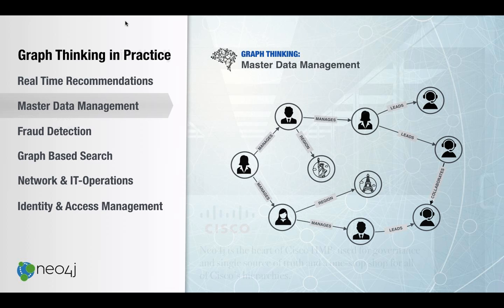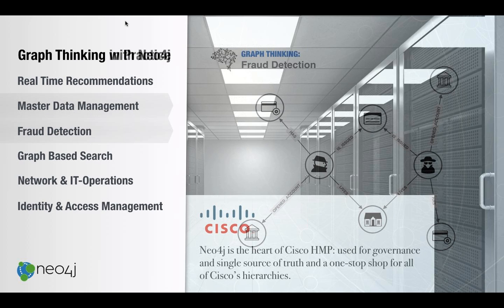This is so useful that this is what Cisco actually has adopted Neo4j for in their Cisco HMP. It's the single source of truth for all of the hierarchies in the organization within Cisco.